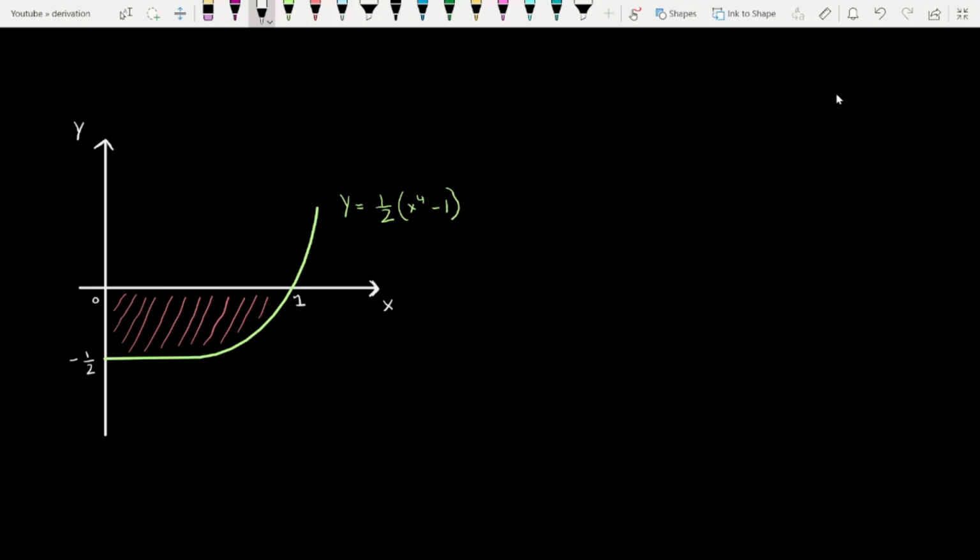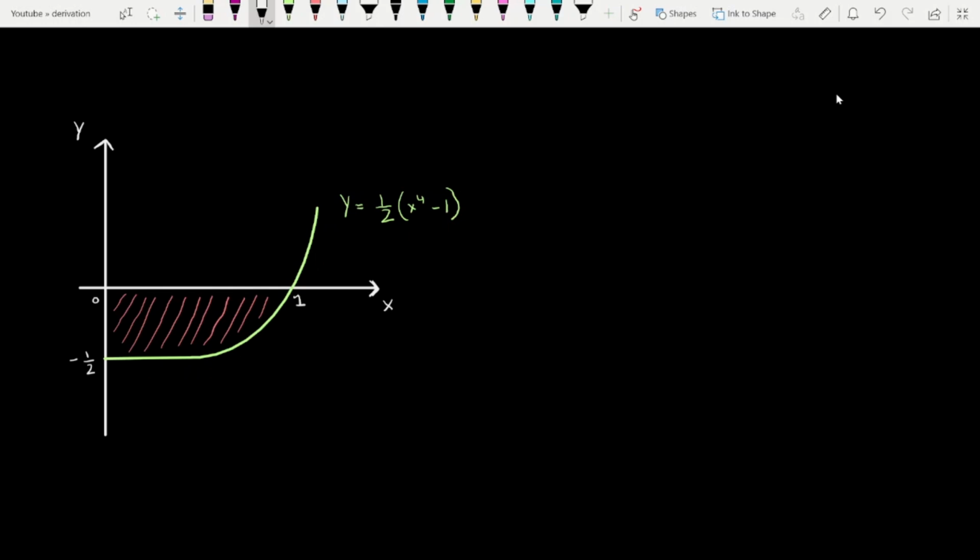We've already seen cases in which we have the curve that is above the x-axis and then we're supposed to find the area under that curve. But in some cases, the curve is actually going to be below the x-axis, and in that case, your area is going to come out to be negative. So we're just going to do that right now and see how that works.